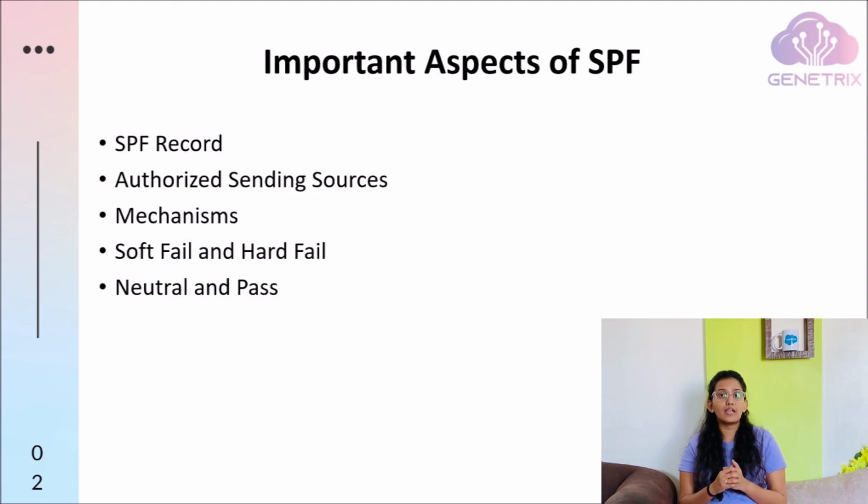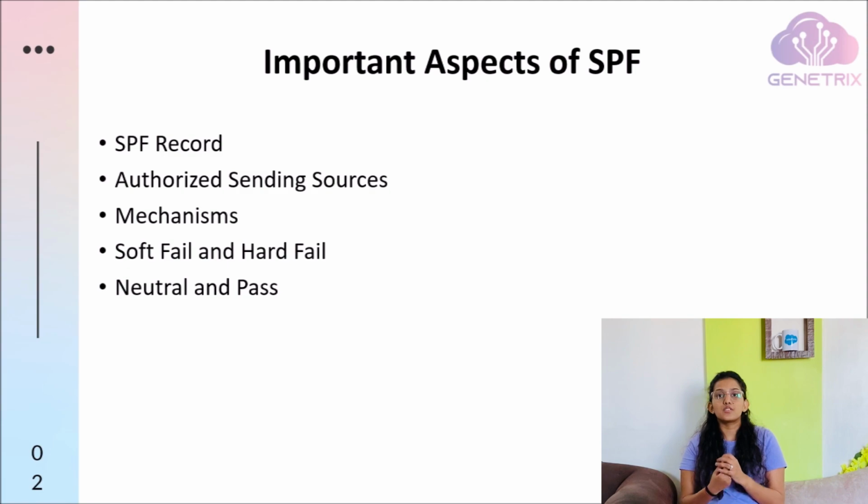Next is the neutral and pass. Besides soft fail and hard fail, SPF can also yield a neutral result, which indicates that the SPF check result is inconclusive. The pass indicates that the SPF check has succeeded and the email is authorized.